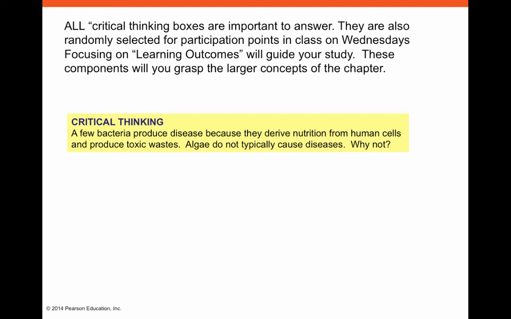And then at the end of a couple of sections, there will be something called critical thinking boxes, and they're yellow. And those I use to pretty much come up with the essay questions on the exams. We also use them in class when we do the class participation activities. So they are an excellent way between learning outcomes and critical thinking to understand whether you're getting what you need to get out of the chapter.